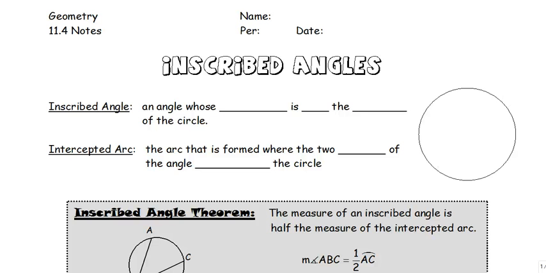Okay, you guys should have your notes packets out. We are going to be taking notes on 11.4 inscribed angles. So we'll start with defining what an inscribed angle is.